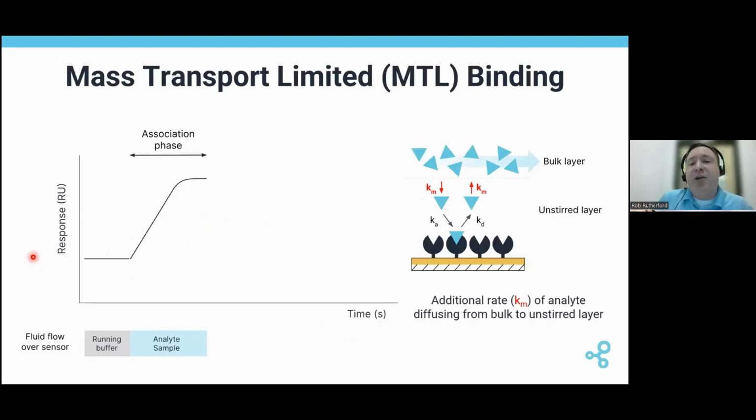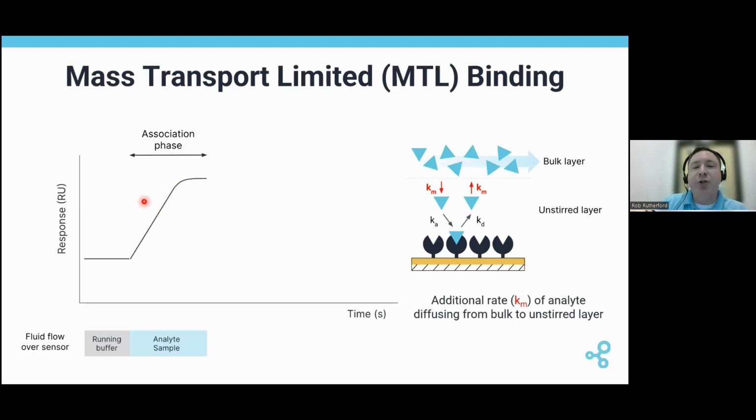Another artifact that you may encounter is mass transport. So mass transport can occur if you have so much ligand on the sensor surface that it's not actually giving you an accurate K on, association rate. Instead, the high concentration of ligand on the surface is grabbing absolutely any analyte that passes it by. This is visualized by a linear response during your association time.